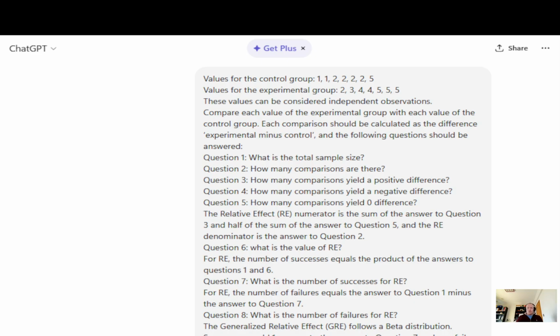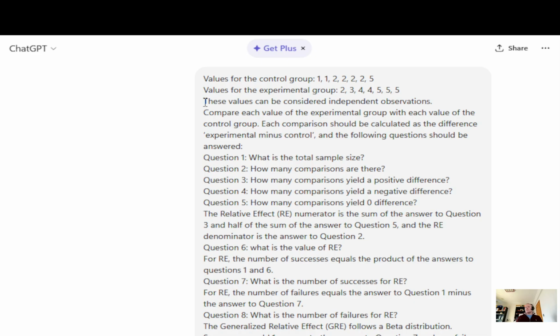Basically a two-group comparison. So we have values for the control group, which we see here. We have a total number of observations of 7: 1, 1, 2, 2, 2, 2, 5. And in an experimental group, we also have 7 observations: 2, 3, 4, 4, 5, 5, 5. We don't introduce any other rules, so the program will just treat these numbers in their natural order, meaning 2 is more than 1, 3 is more than 2, 4 is more than 3, and 5 is more than 4.